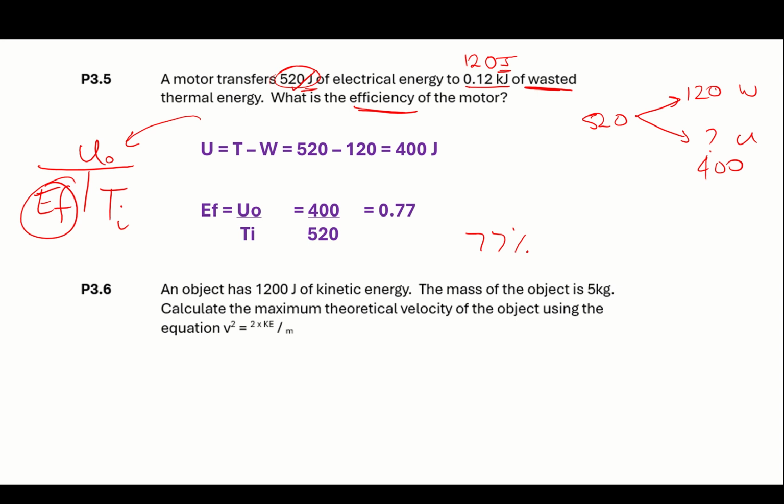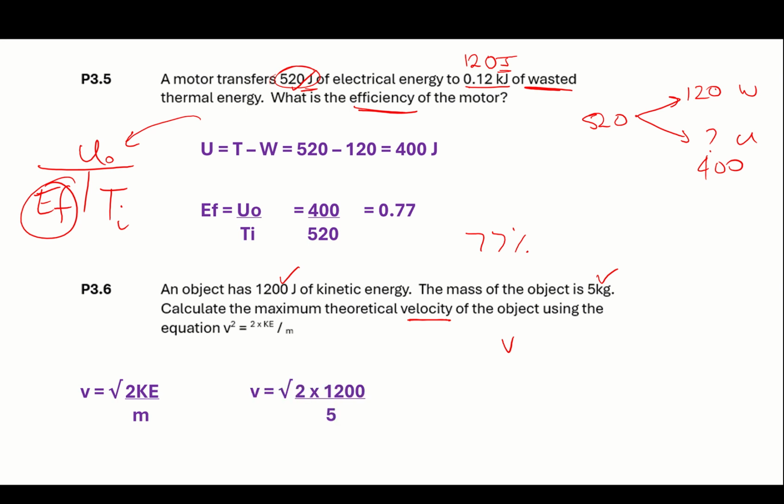Next one, an object has 1,200 joules of energy. Perfect, that's what I want you to be. The mass is 5 kilograms. Perfect, you're what I want you to be. Calculate the maximum velocity using v squared equals 2 lots of ke times m. Well, it wants the velocity, not velocity squared. So the first job is we're going to square root both sides, because that'll get rid of that square and that'll give me that. So v equals the square root of 2ke over m.